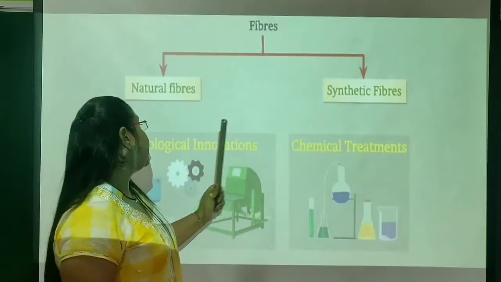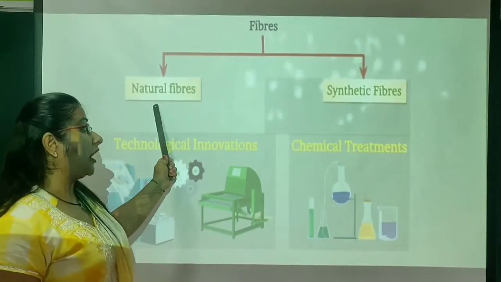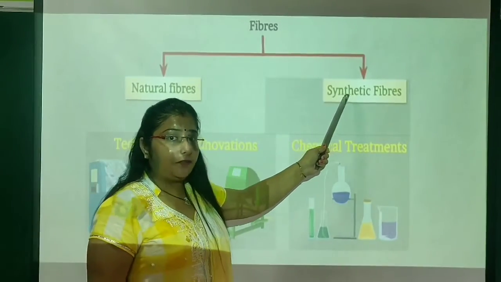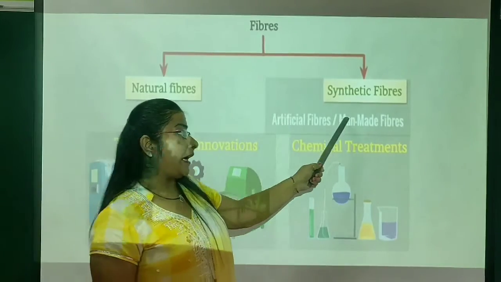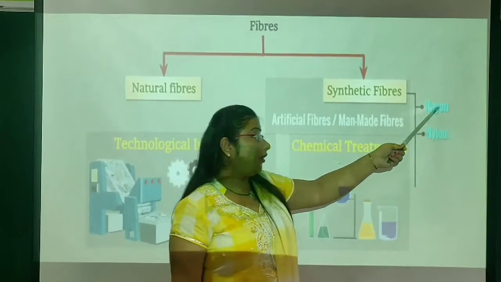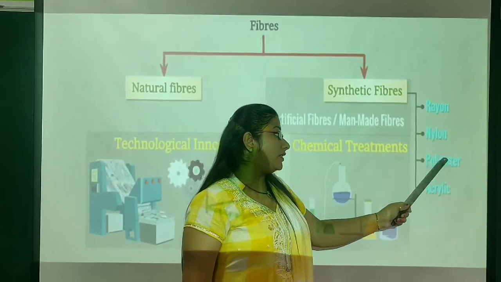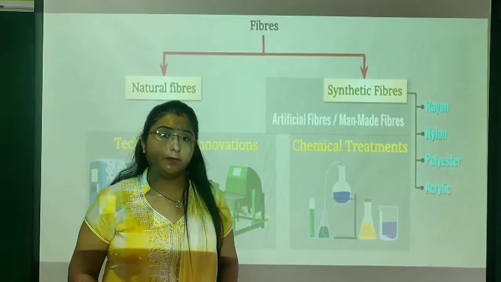Now when we apply technical innovations or chemical treatment, we get synthetic fiber. Synthetic fiber is also known as artificial fiber and man-made fiber. Examples of synthetic fibers are rayon, nylon, polyester and acrylic. These all are examples of synthetic fibers.